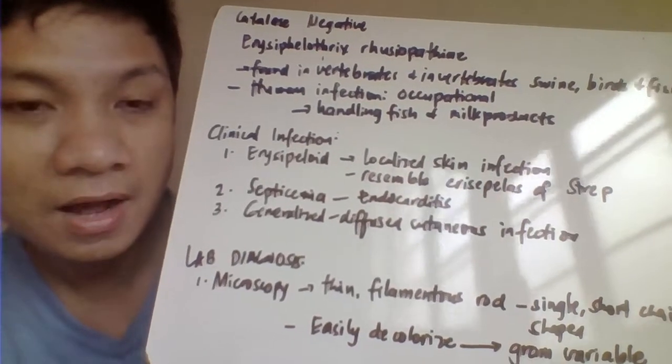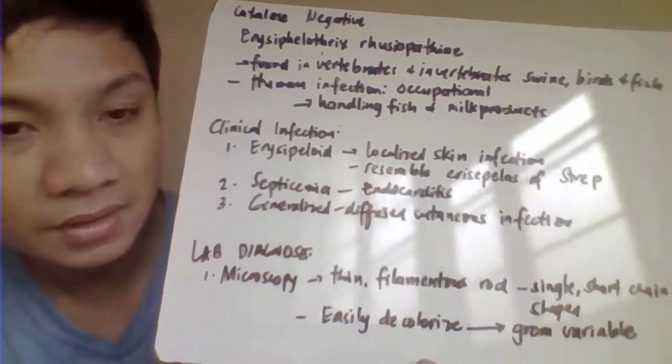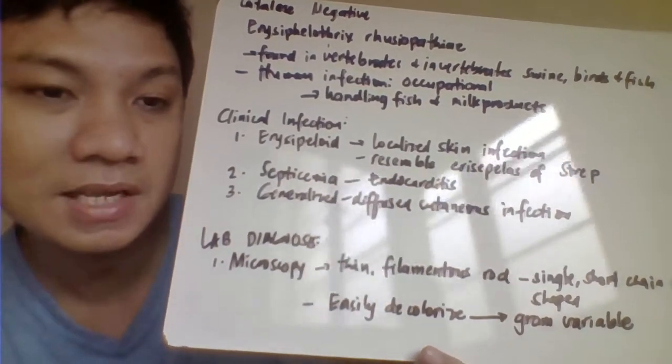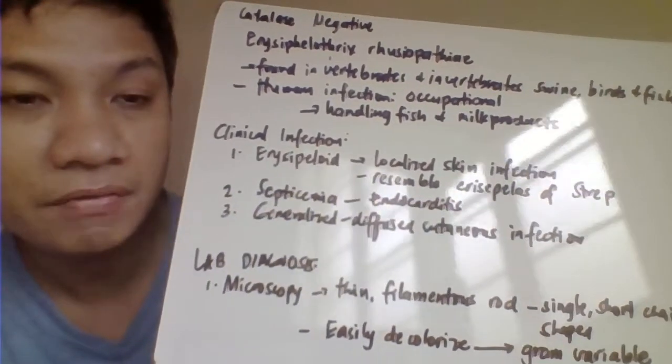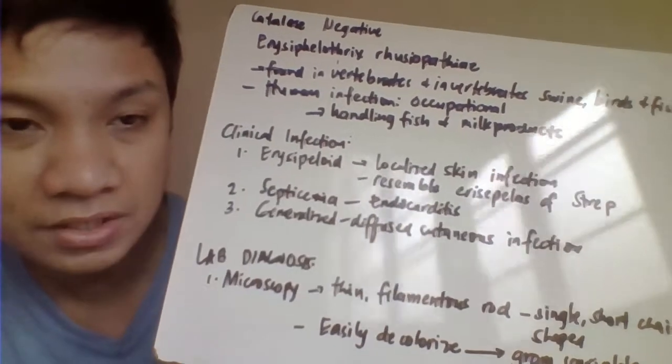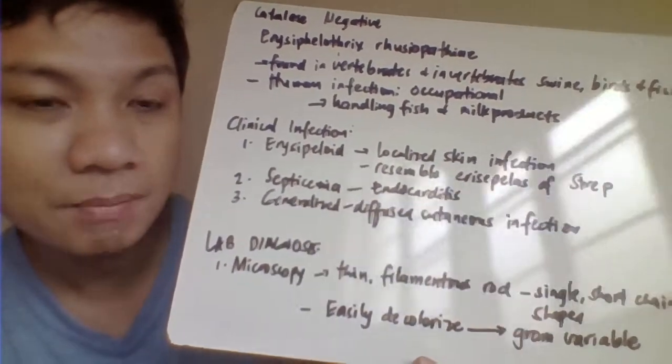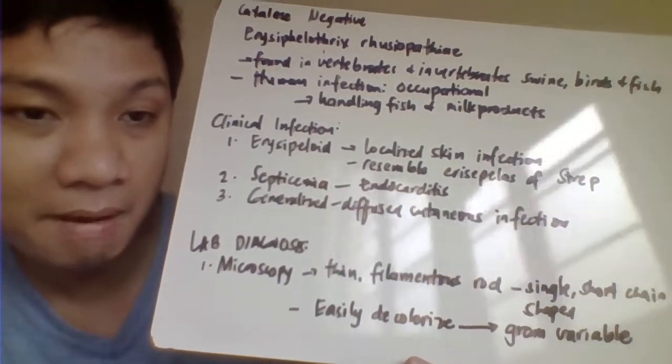Most likely this one is occupational, like those whose work is related to handling fish or even poultry products. So in Erysipelotrix infection, the human tries to cause three main manifestations. The first one is the localized skin infection. You call this one erysipeloid. That one could resemble the erysipelas of your strep.